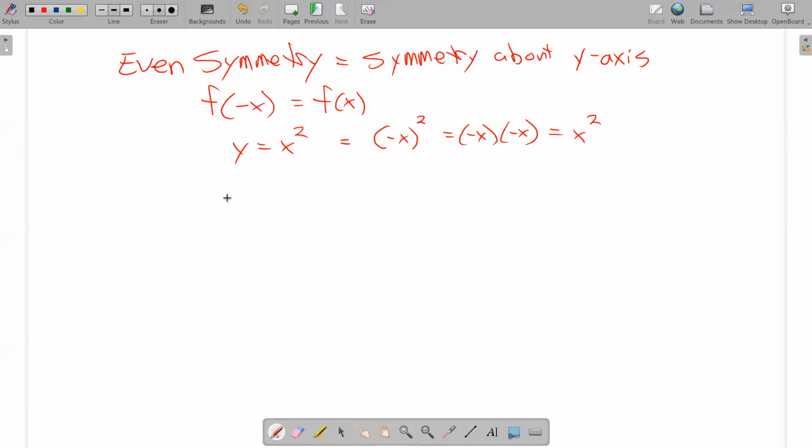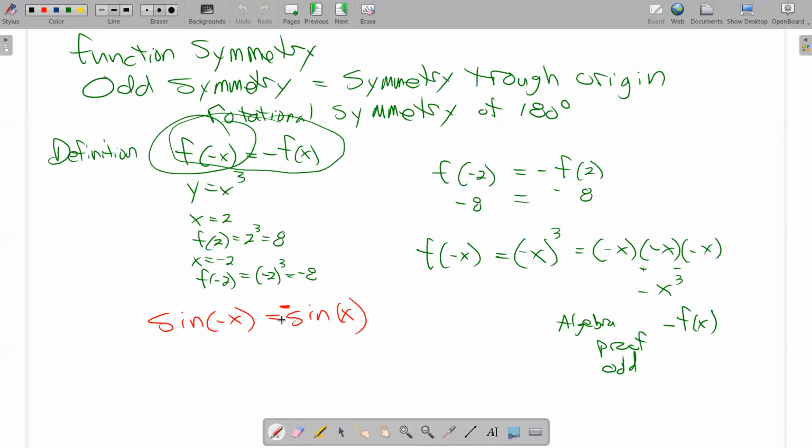The cosine has even symmetry. So the cosine of a negative x value is exactly the same as the cosine of that x value. So one way to think about it is algebraically, negatives don't matter if you're even symmetric. If you're odd symmetric, negatives pop out. Okay, two different ways to think about that.